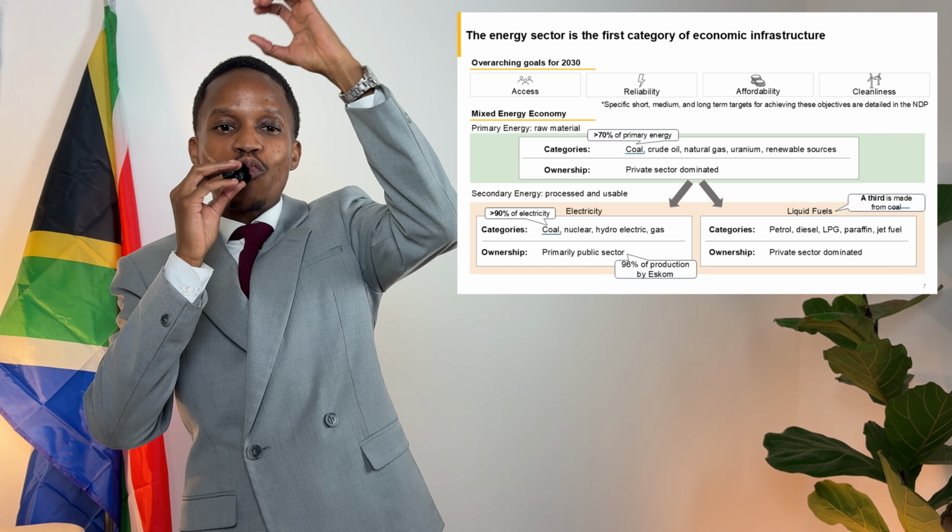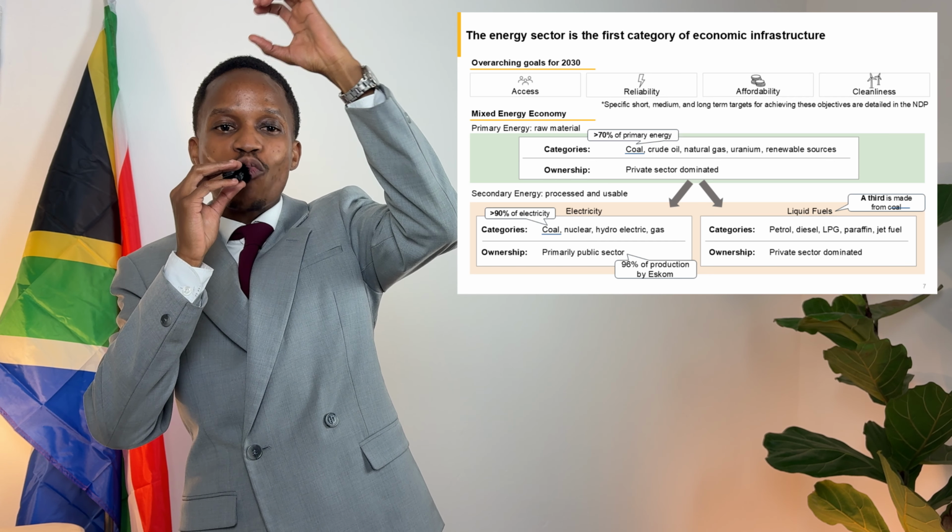Of the electricity that was produced at the bottom of the pyramid, 90% was made from coal. This is back in 2012. And of the liquid fuels, also at the bottom of the pyramid, a third were made from coal. From this, we clearly see that the country's energy sector was heavily dependent on coal.